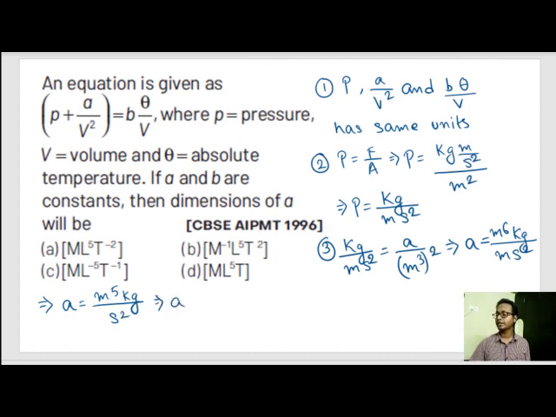or A is equals to mass. Kg is nothing but mass, meter is nothing but length to the power 5, and second is nothing but time to the power minus 2. So our correct option is M, L to the power 5, T to the power minus 2. Okay. So next question.